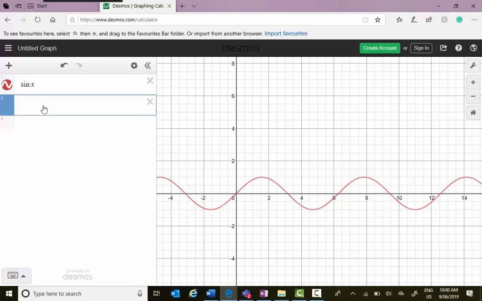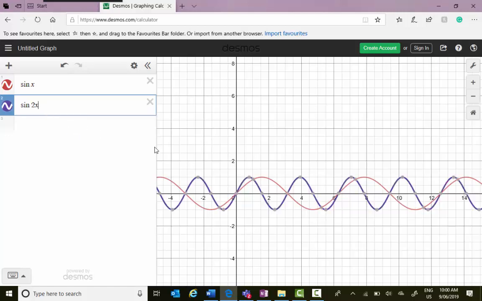Right, let's try sine of 2x. So it makes the period of the wave shorter. In fact, if I sweep out 2 waves here, that's one wave, and then that's another wave. So for one normal wave, which is the red line, we're now getting 2 waves here.